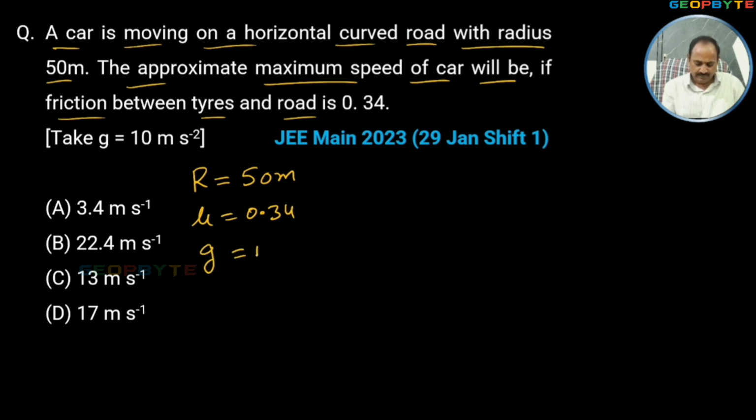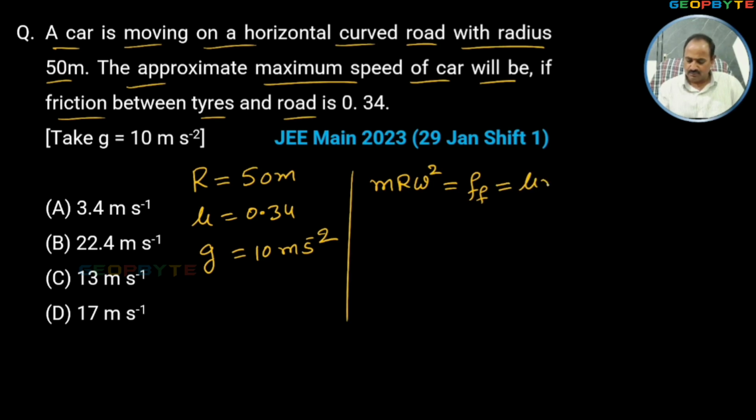The value of g is given as 10 meter per second squared. Let me write it clearly. It is minus 2. Okay. Here, by the time the car is traveling in the curved path, the centripetal force should be balanced by the frictional force for avoiding the overturning of the car. For that, the centrifugal force, that is m r omega square, must be balanced by the frictional force.